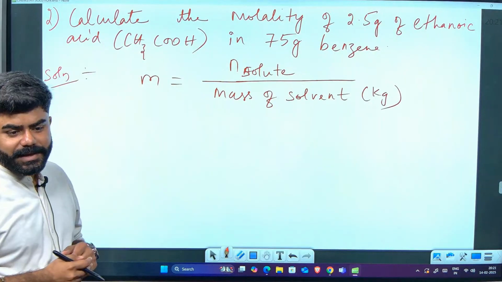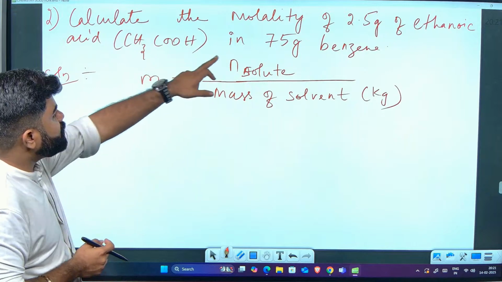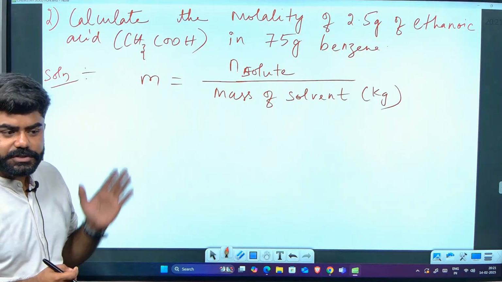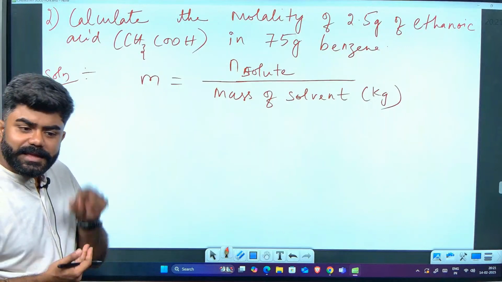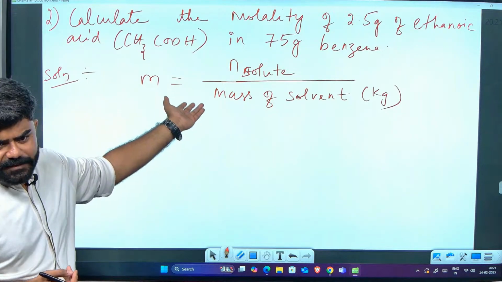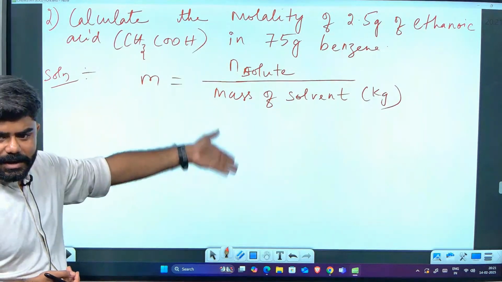Now, have they directly given the number of moles of solute? No, they have not given. What have they given? They have just given the mass of it, which is 2.5 grams, and they have told it is ethanoic acid. They have given the molecular formula. We can find the molecular mass and do it.